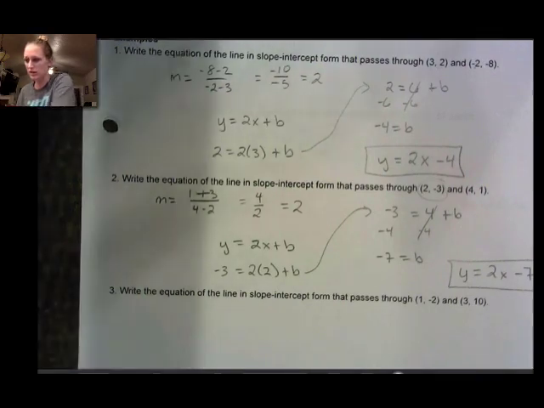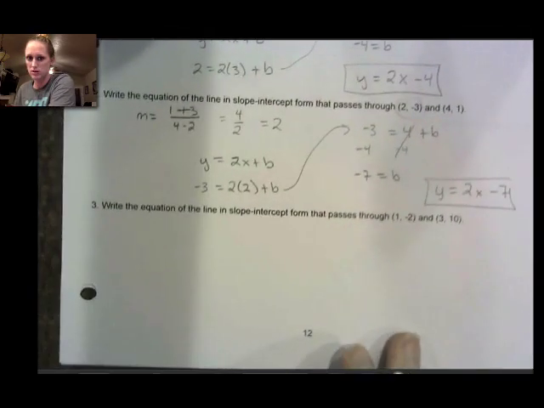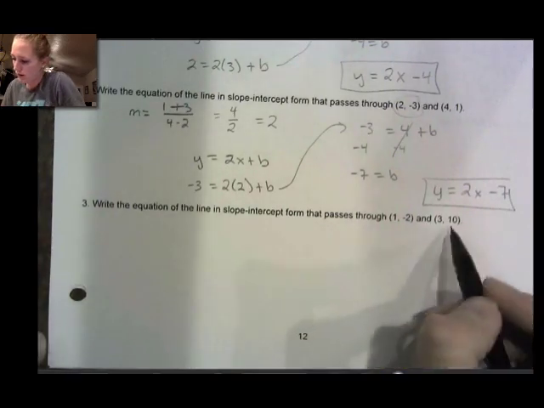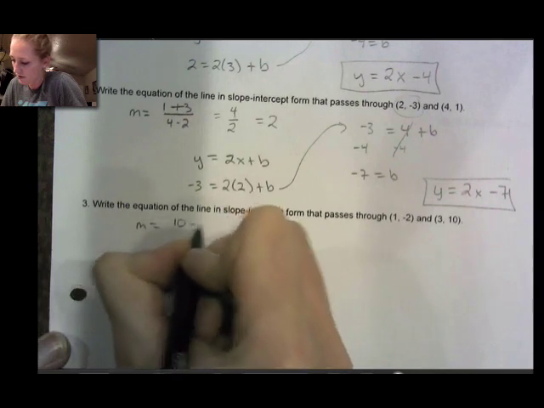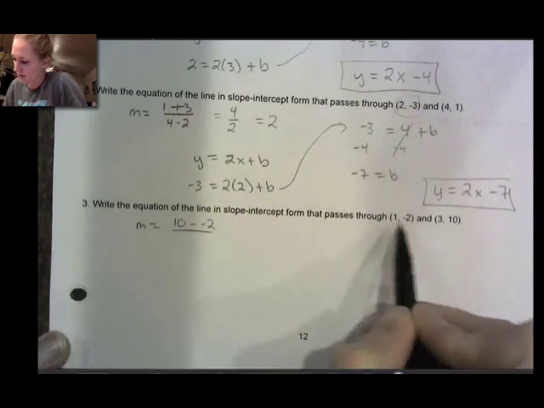All right, one more just like that. Okay, y minus y to get our slope on the top, 10 minus -2 over 3 minus 1.